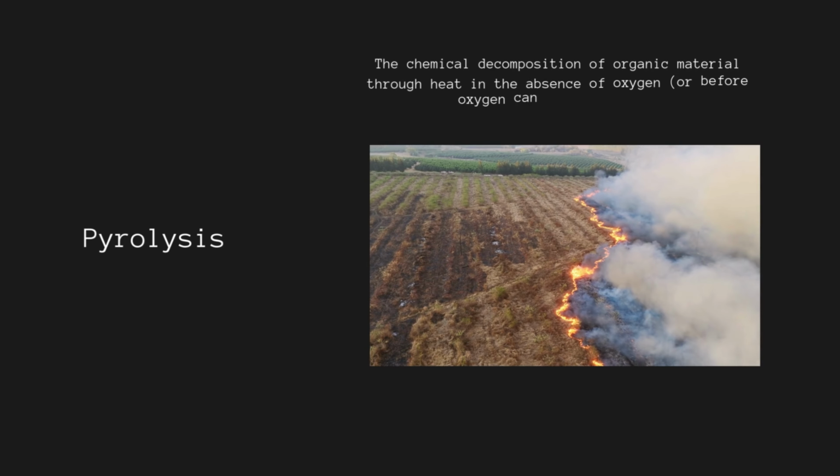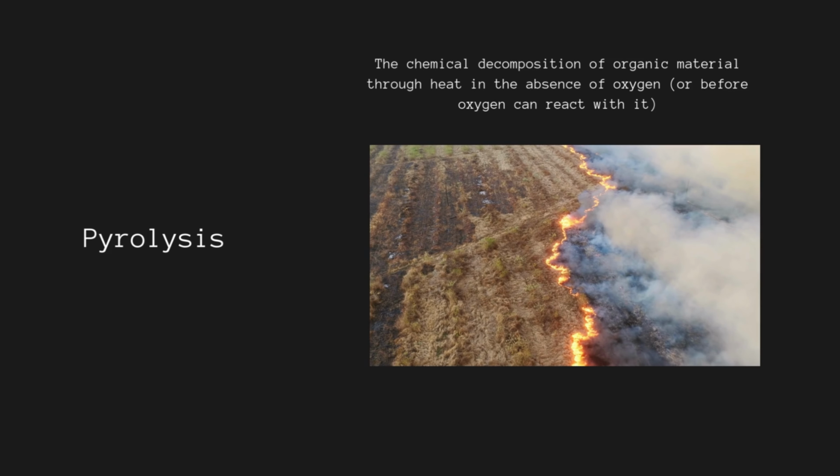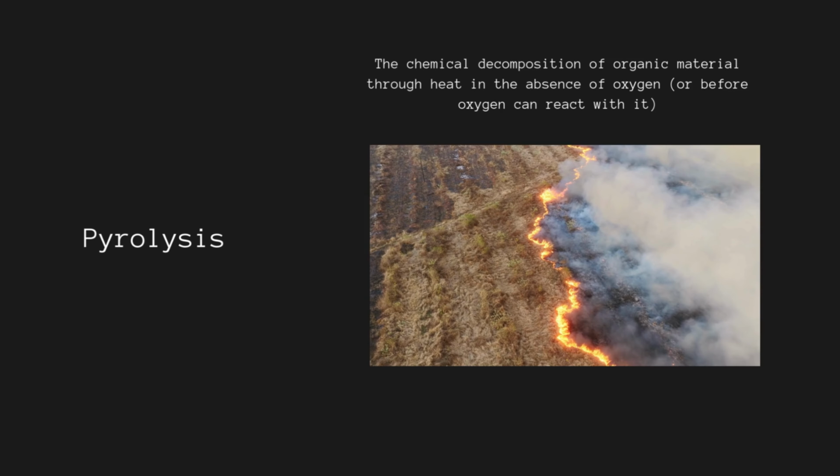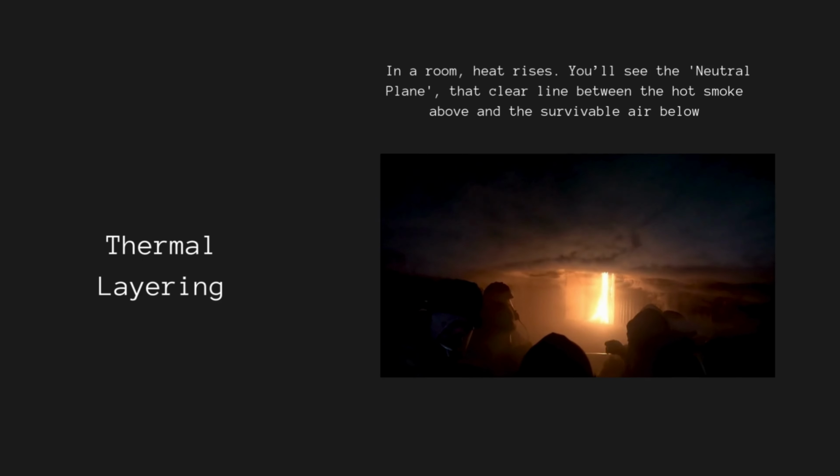Fire is a pressure game. High-pressure heat always seeks low-pressure cold air. This creates the flow path. Two examples of this flow path in action include pyrolysis, the chemical decomposition of solid organic matter by heat in the absence of oxygen, which releases the flammable gases necessary to sustain a fire. Then we also have thermal layering, or heat stratification, which in short is a visual representation of heat rising and cool air lowering.